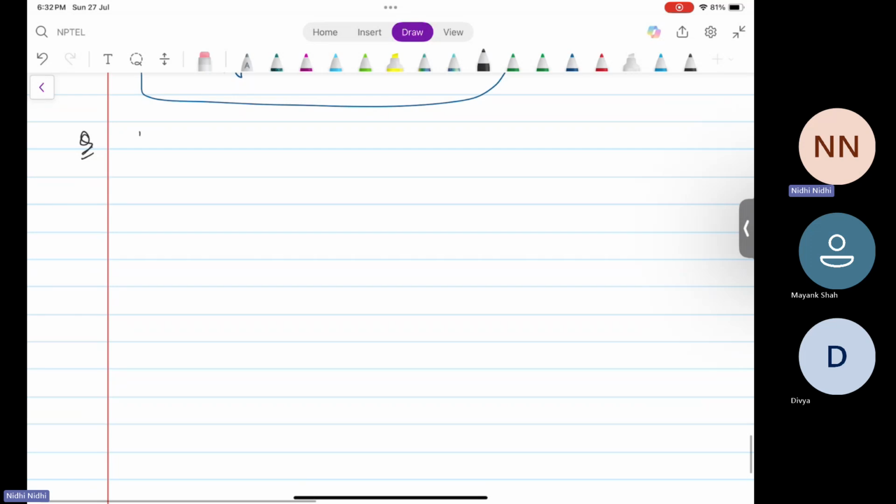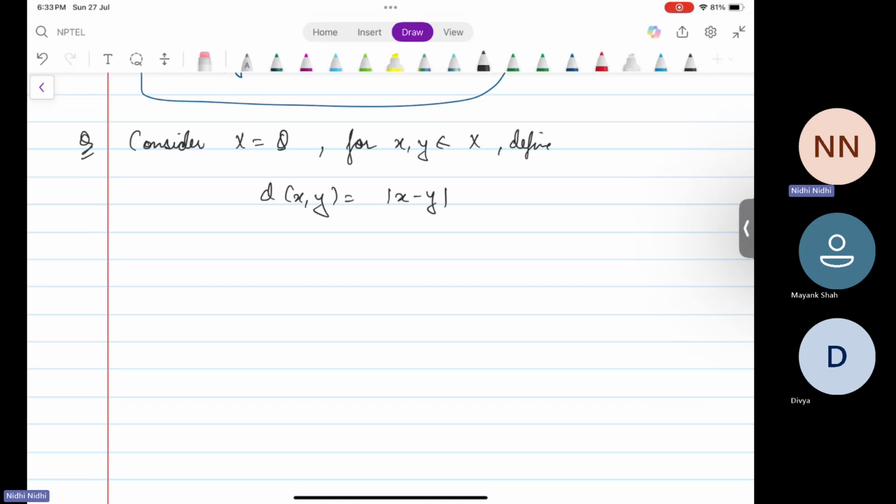Consider the set X to be the set of rationals. For any x, y in X, we define d(x,y) to be equal to mod x minus y. Now check yourself that this forms a metric.